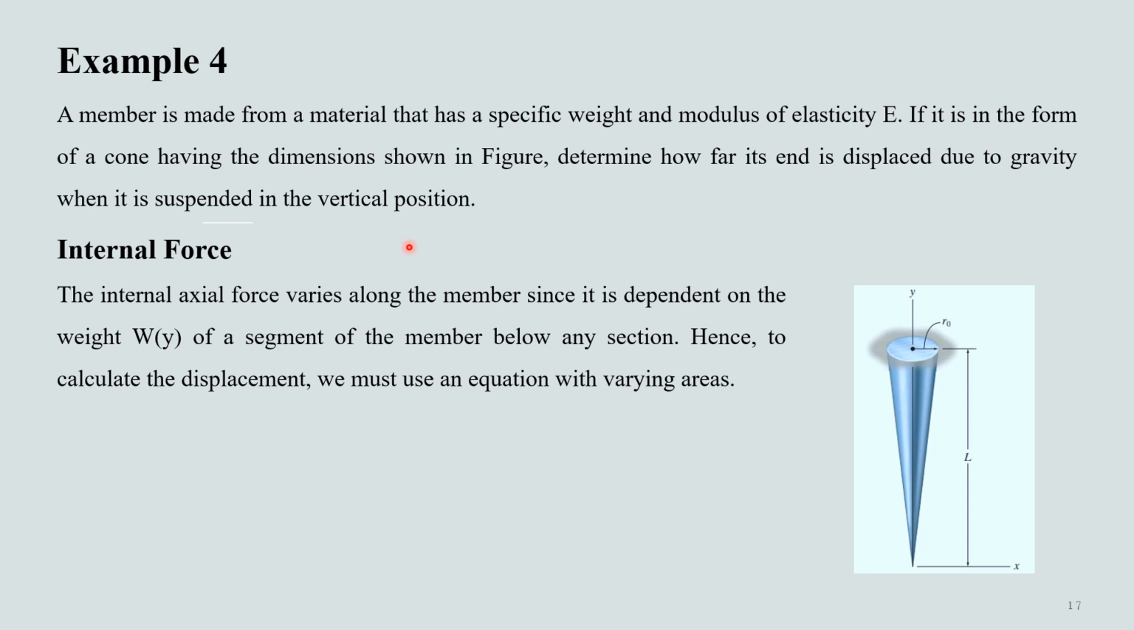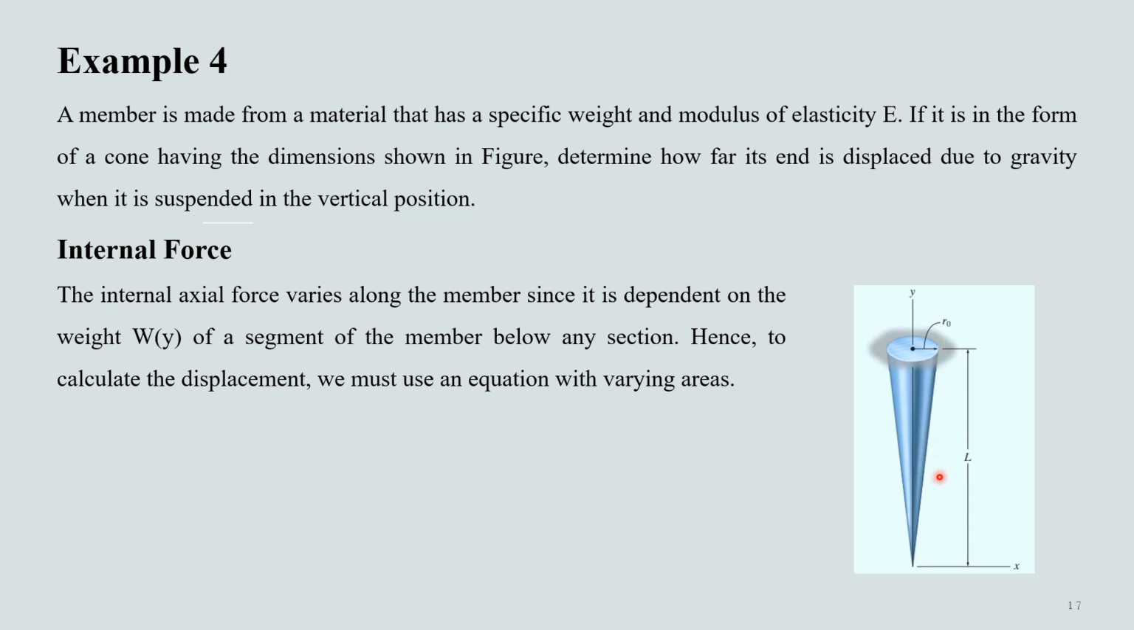This is our last example of this lecture, and it is a little bit complex because in this we are going to use the equation for varying areas. In this example, we have a member made of a material with a specific weight gamma and a modulus of elasticity E. For example, this member is in the form of a cone having the dimensions shown in the figure. This length is the length L of the cone and it has a radius of r0.